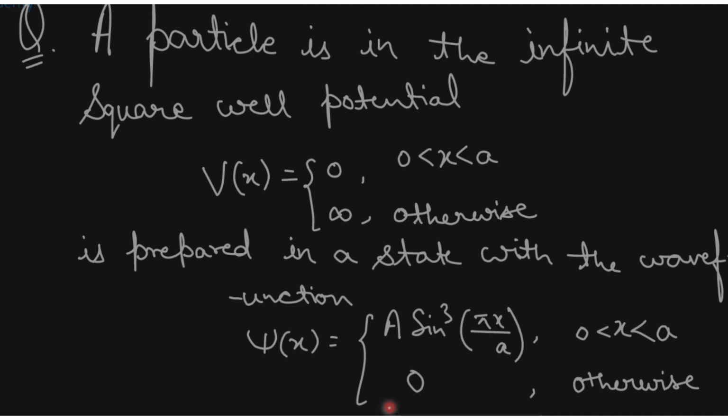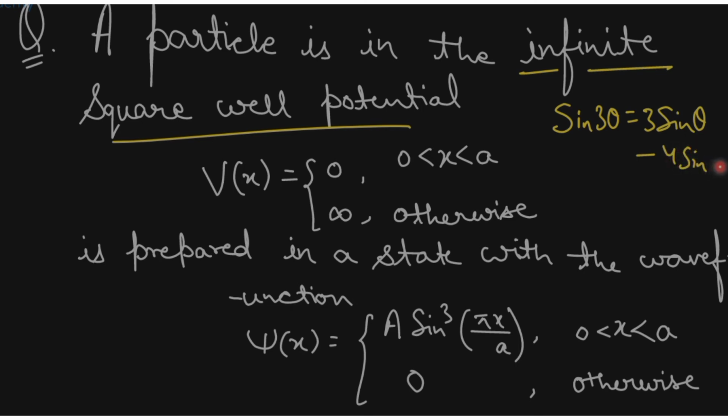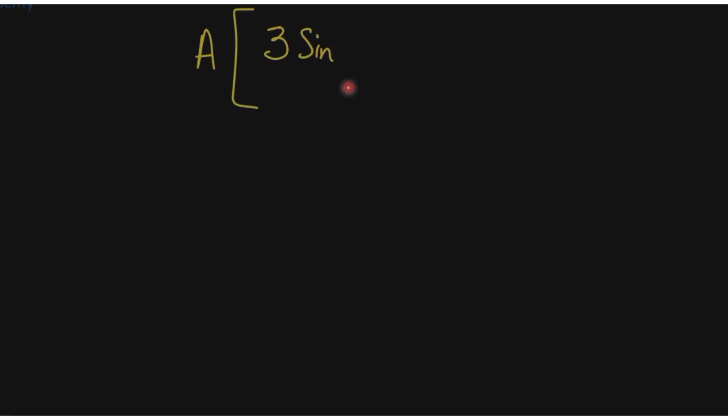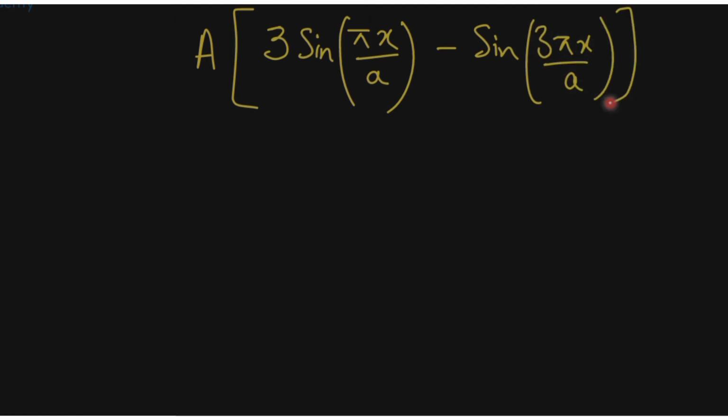Okay, now we know sine 3 theta is equal to 3 sine theta minus 4 sine cube theta. Here I replace sine cube theta with the expression. So I will find sine cube theta from here and substitute that in the wave function. Sine cube theta is 3 sine pi x by a minus sine 3 pi x by a, with 4 in the denominator after simplification, so I will take that outside. This is the wave function I got.